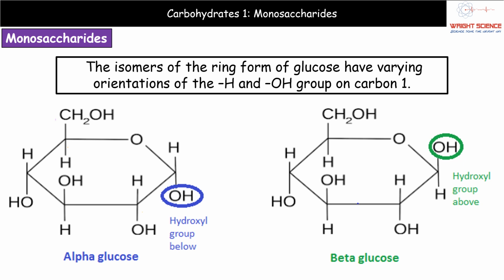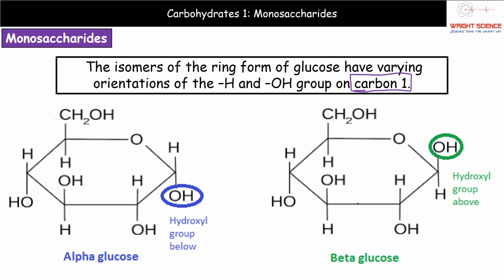We've got alpha glucose, which is the one on the left, and beta glucose, which is the one on the right. When it comes to just explaining the difference between these structures, what we need to say is that the hydroxyl group on carbon 1, and be specific here, so when you're writing about it, make sure you are saying carbon 1. So the hydroxyl group on carbon 1 is, depending on whether you're talking alpha or beta, above or below the ring. So the difference between them is the position of that hydroxyl group on carbon 1.